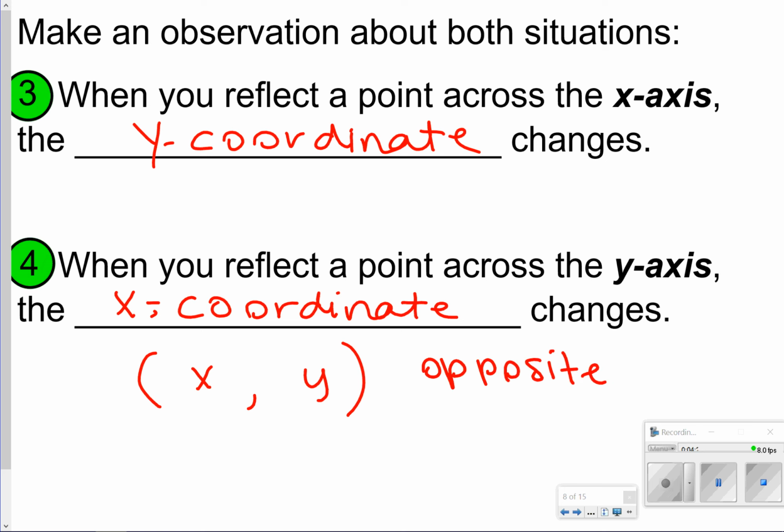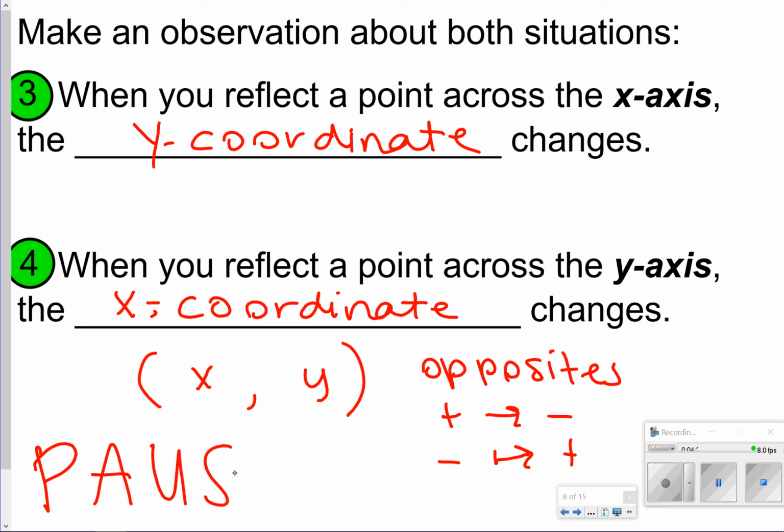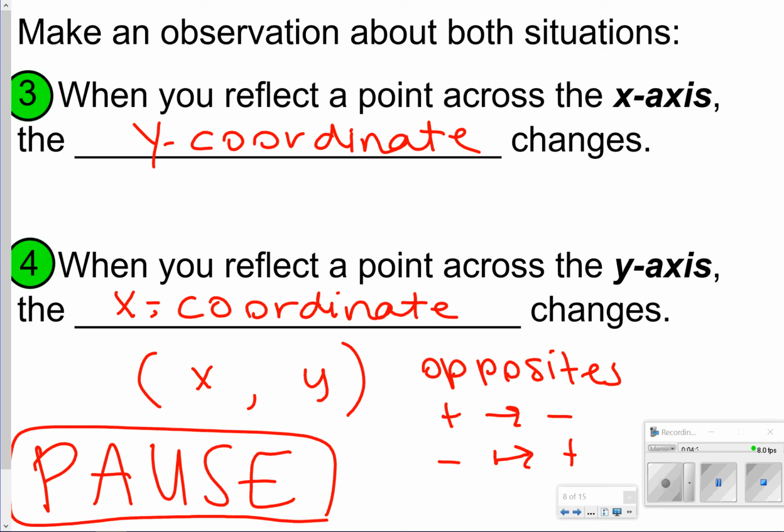So you either are going from positive to negative or negative to positive. Let's go ahead and take the time now to pause the video to make sure that you write down numbers 3 and 4 in your notes, and once you're done, click play.